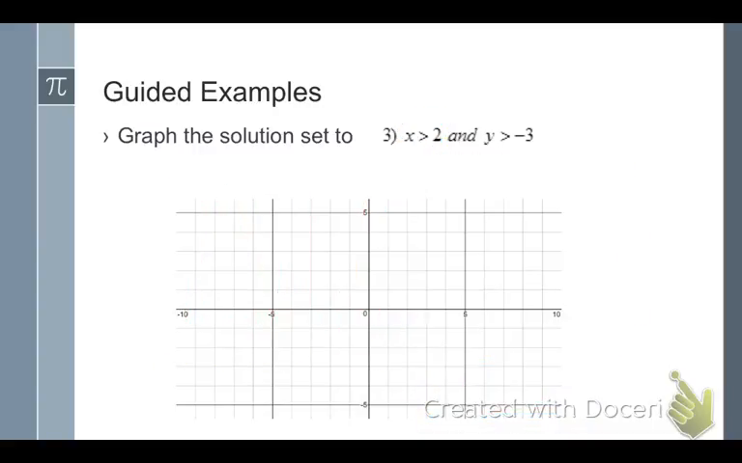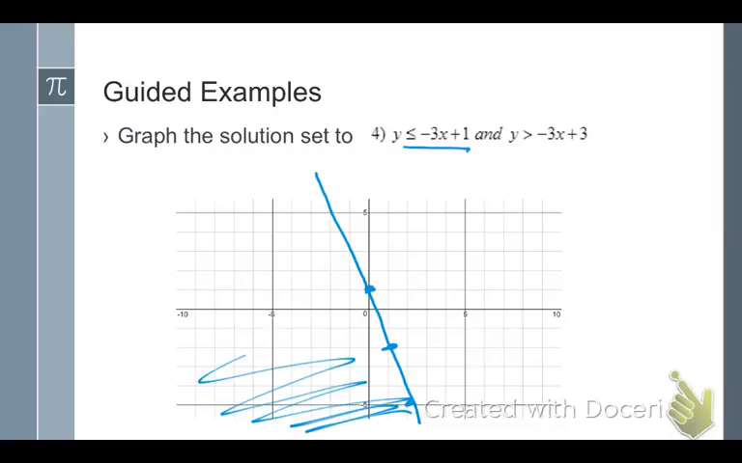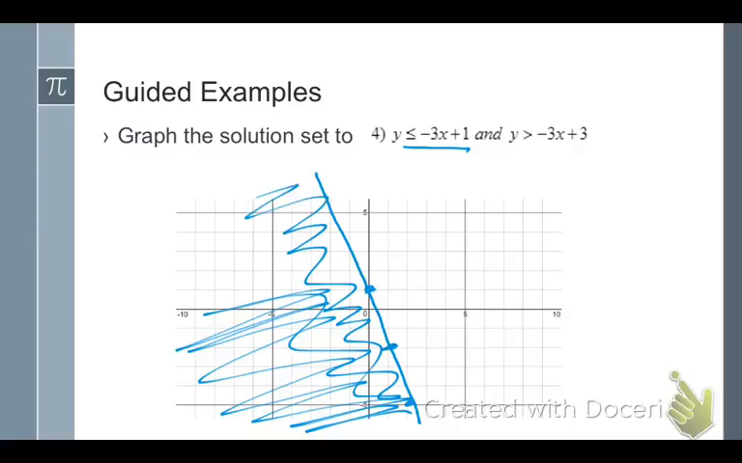So let's go on to example 4. These are both in slope-intercept form, so they're not too bad to graph. Standard methods will apply. First one is y less than or equal to -3x plus 1. So there's my plus 1. The slope is negative, so I go down 3 and over 1 to get my next point. And I'm going to use a solid line because it's an equal sign. And I want to be less than that solid line, so I will shade everything over here.